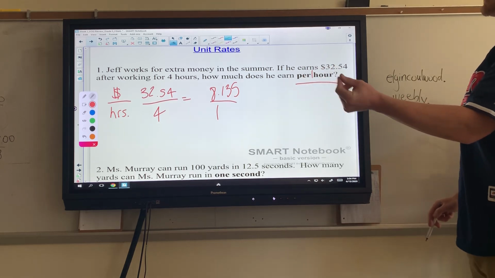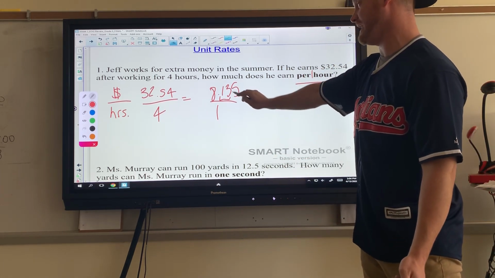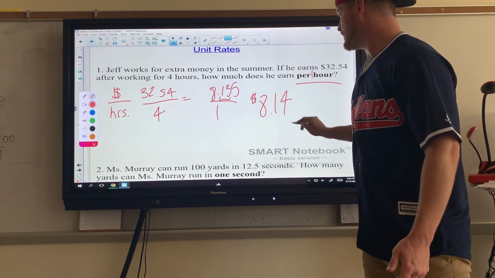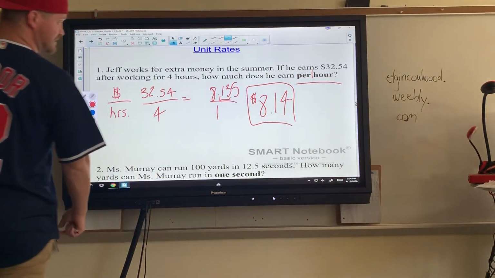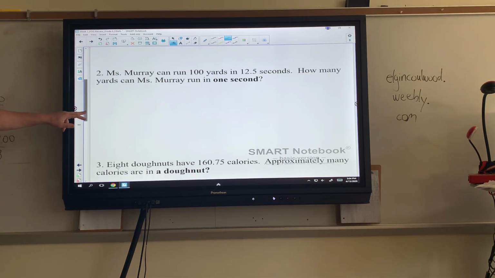And since we're talking in terms of money, money's always in 2 decimal places, so this 5 would make the 13 up to 14. So you'd say he made about $14 per hour. If you got 8.135, just know it'd be 8.14 per hour, $8.14 per hour.